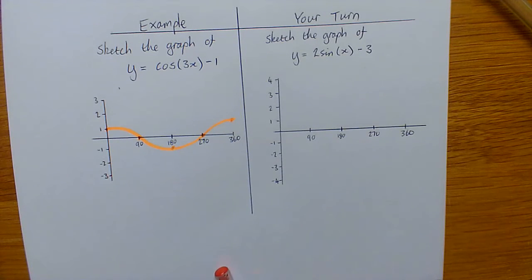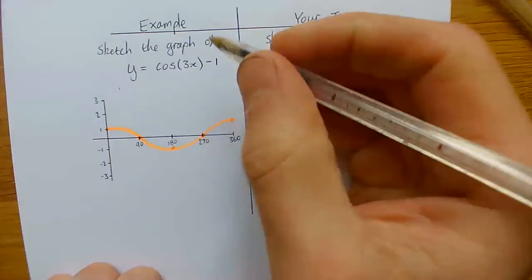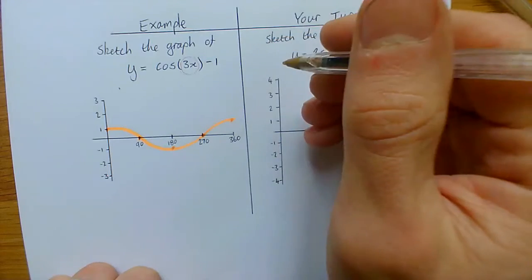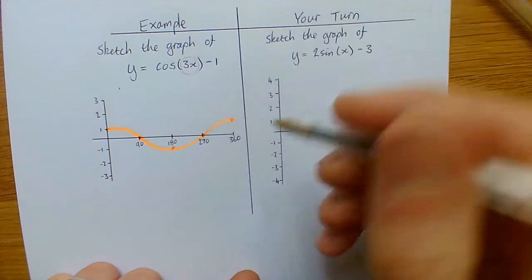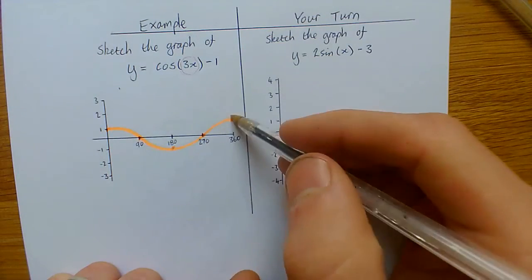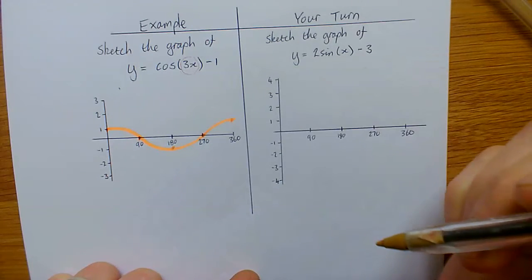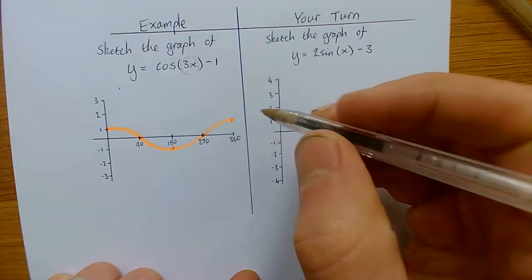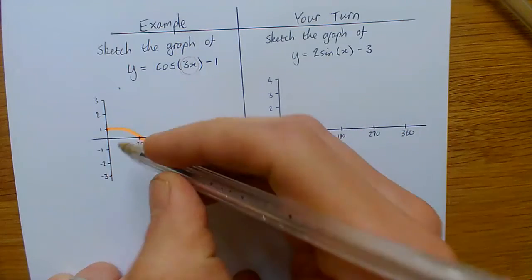Now I'm going to do this in 2 steps. First step, I'm going to deal with the 3x. Okay. So that means instead of doing 1 curve in 360, I'm going to do 3 curves. Now, I'm going to do a bit of approximation here, but that means what's happening at 90?